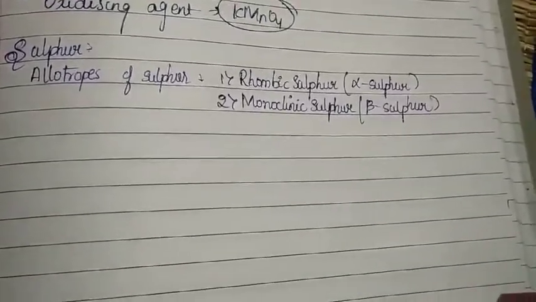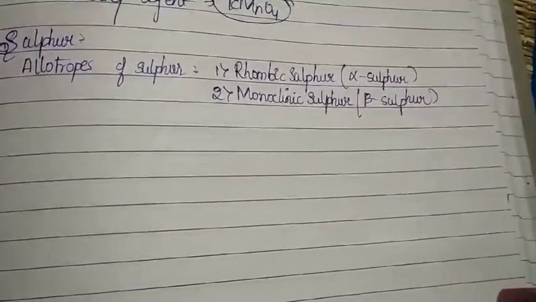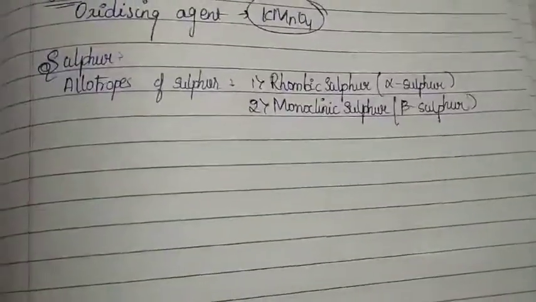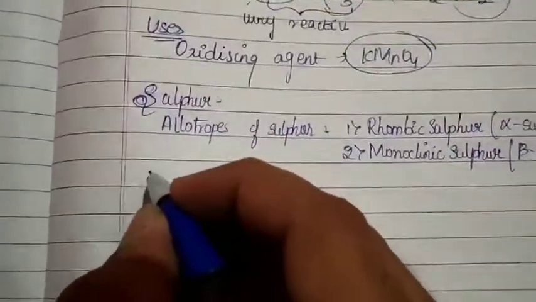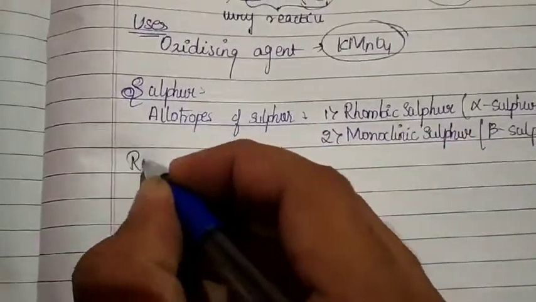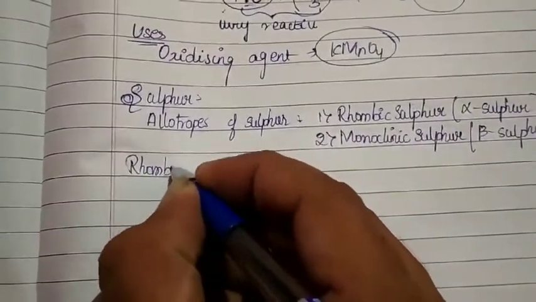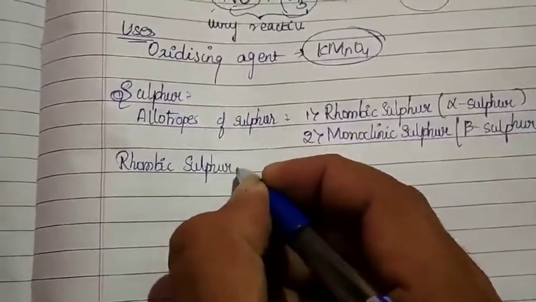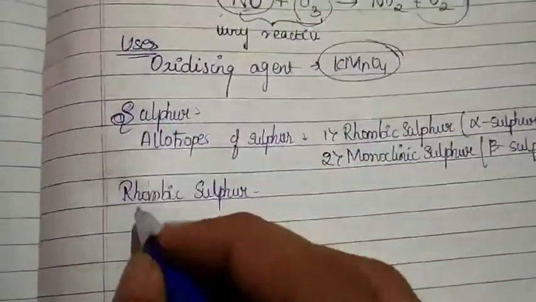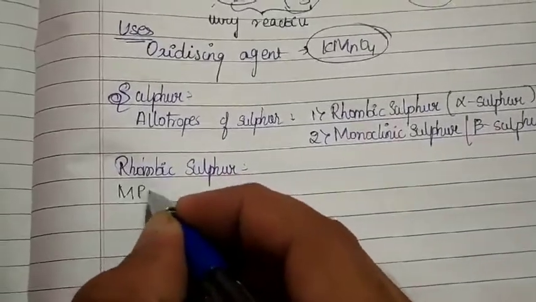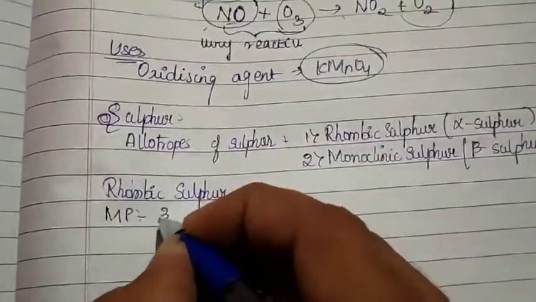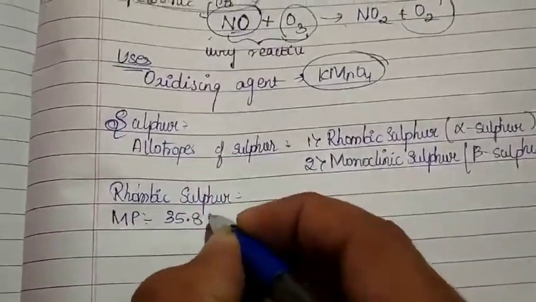One is your rhombic sulphur, which is called alpha sulphur. Similarly, monoclinic is called beta sulphur. So the main attention in our syllabus is to understand the properties of your rhombic and your monoclinic sulphur. To begin with, the first important property of rhombic sulphur is its melting point, which is in the range of nearly 35.8 Kelvin.